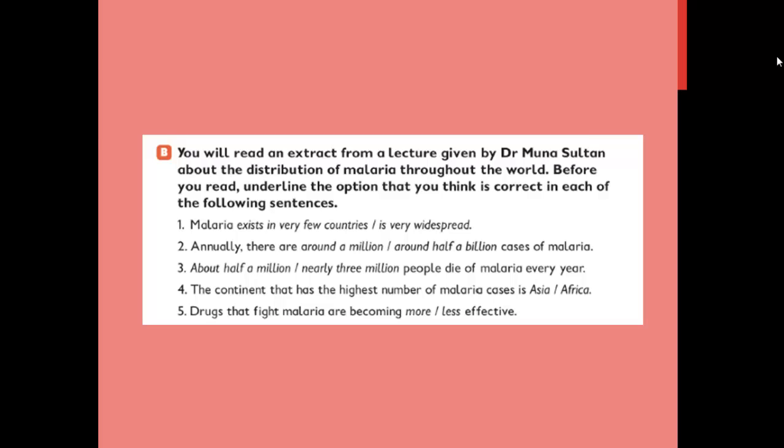Number 2. Annually means every year. Annually, there are around a million or around 500 million cases of malaria. Number 3. About 500,000 or nearly 3 million people die of malaria every year. Number 4. The continent that has the highest number of malaria is Asia or Africa. And number 5. Drugs that fight malaria are becoming more or less effective. Here, according to your opinion, according to your thoughts, you can underline the best or the correct choice.